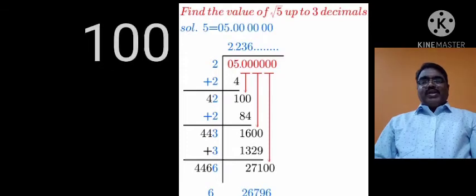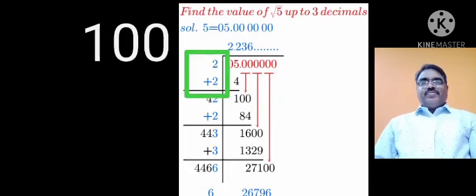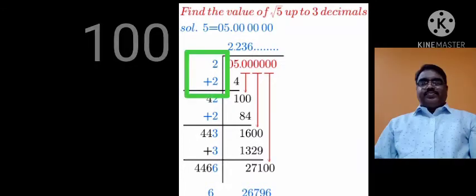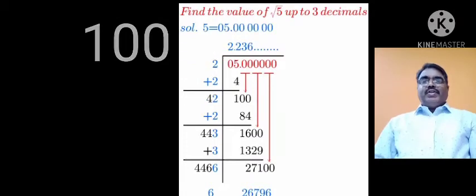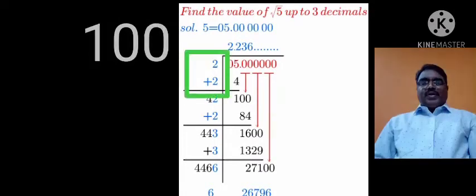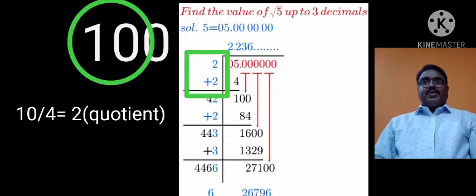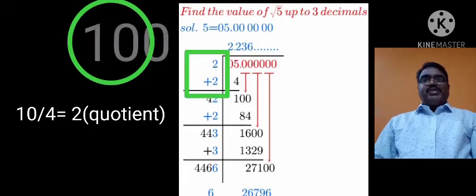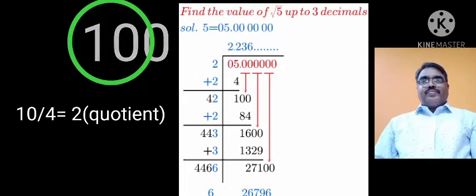Here on the left hand side, the divisor. By adding 2 plus 2, we get the new divisor. First we add here 2 plus 2. You get 4. After that, divide 10 by 4. You get approximately 2 point something.